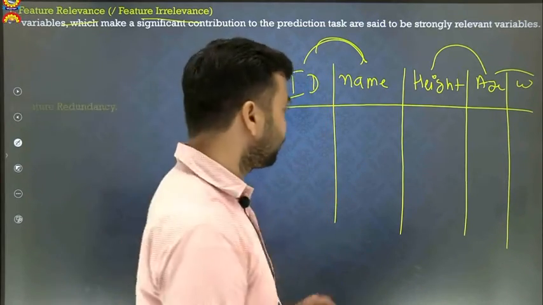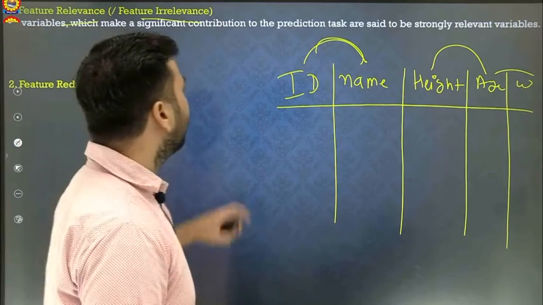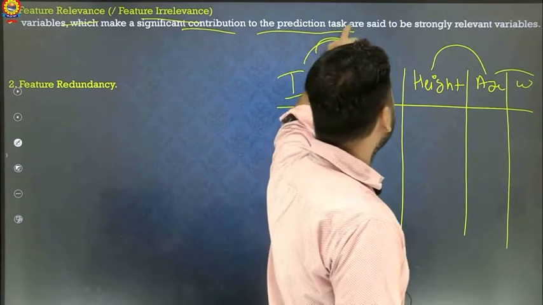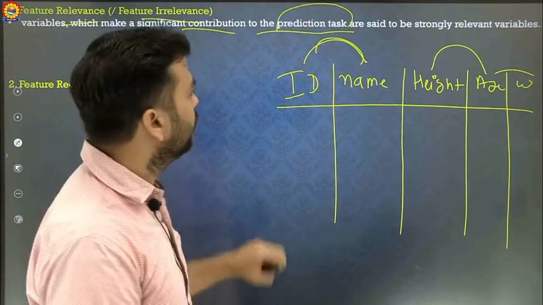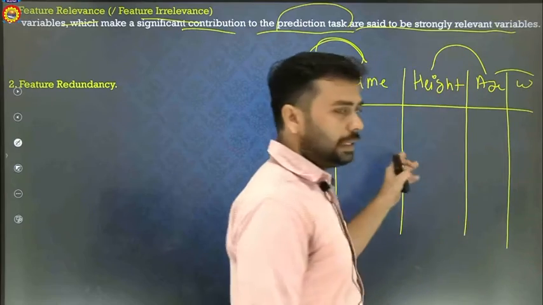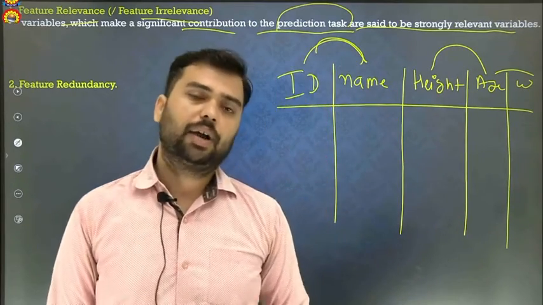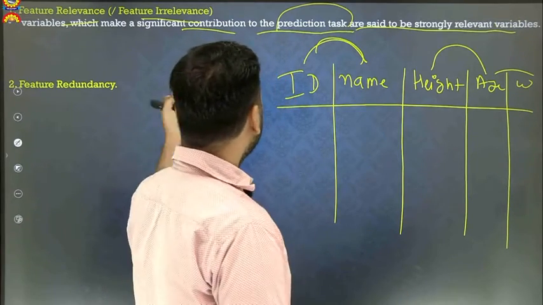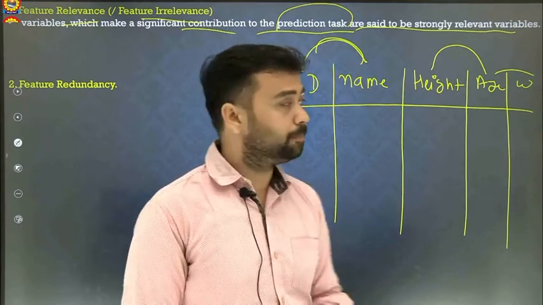Okay. So variables which make a significant contribution to the prediction task, meaning identifying or predicting the target value, are said to be strongly relevant variables. So in this example, height and age are very important, or strongly contribute to identifying the target value.